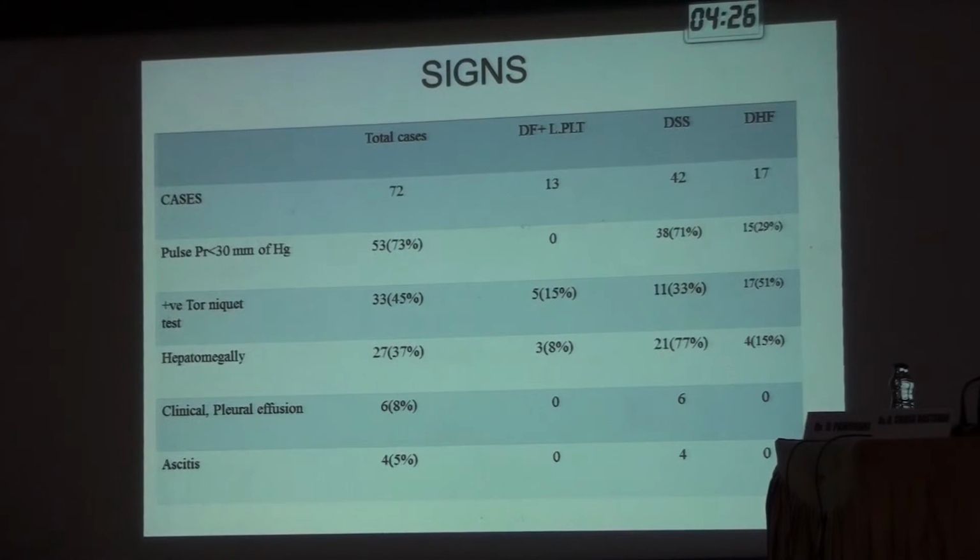Now, what all the signs did we elicit? A pulse pressure of less than 30 was present in 73 cases out of the 72. Positive tourniquet test was present in 33% of cases who developed dengue shock, and 51% of patients who developed dengue hemorrhagic fever. Once again, showing the importance of doing this test. It's a simple bedside test and it should be performed.